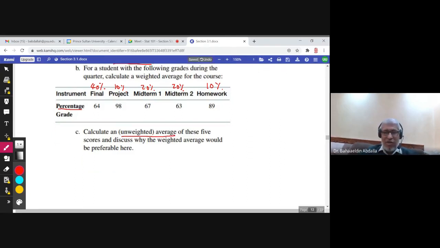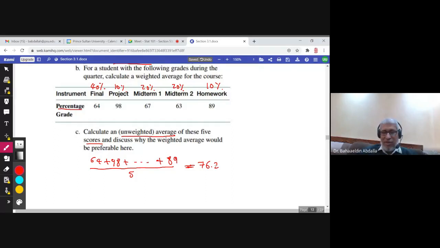Unweighted average means the average of the scores, or of the grades. You add the grades, 64 plus 98 plus up to 89, and you just divide by how many scores there are: 5. You get the answer. This would be your unweighted score: 64 plus 98 plus 67 plus 63 plus 89 divided by 5. The answer is 76.2. So you get C plus in this course.